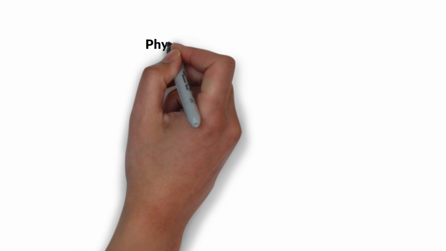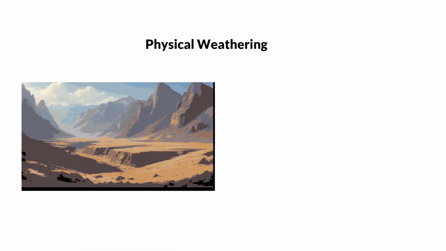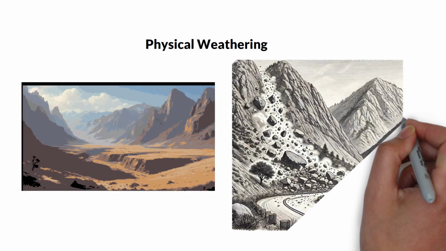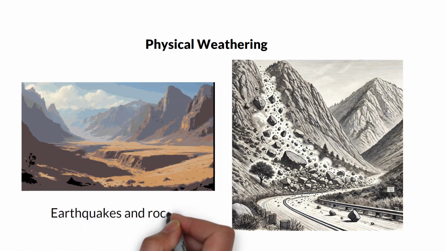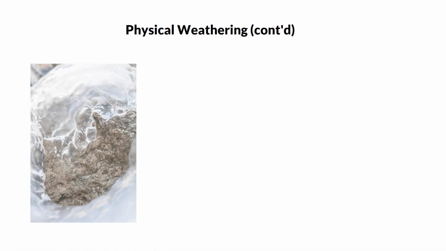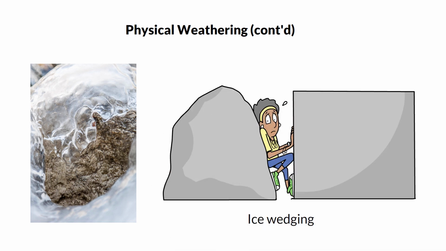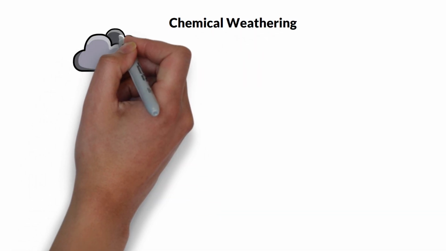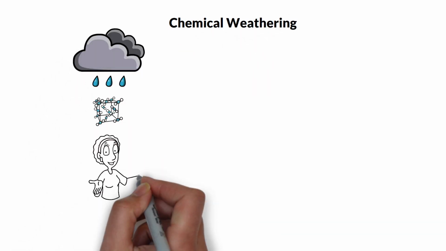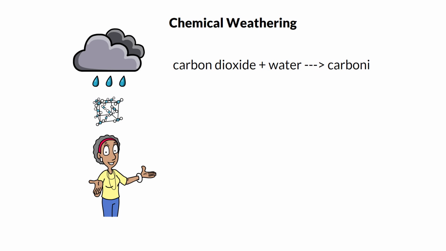Physical weathering involves the pounding and smashing of rocks by earthquakes and landslides. Or the breaking apart of rocks as water freezes and expands in cracks, a process called ice wedging. Chemical weathering generally occurs as water made slightly acidic by carbon dioxide dissolves the soluble parts of rocks. Ever seen melted statues?